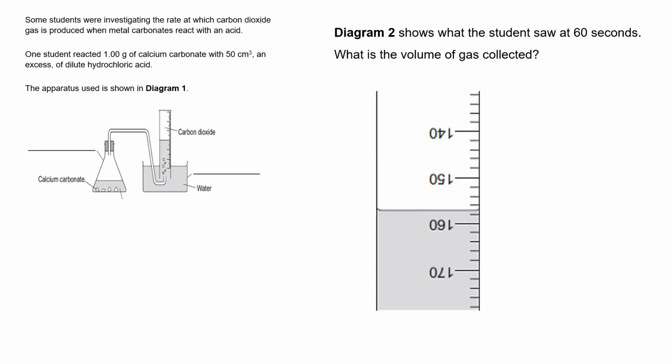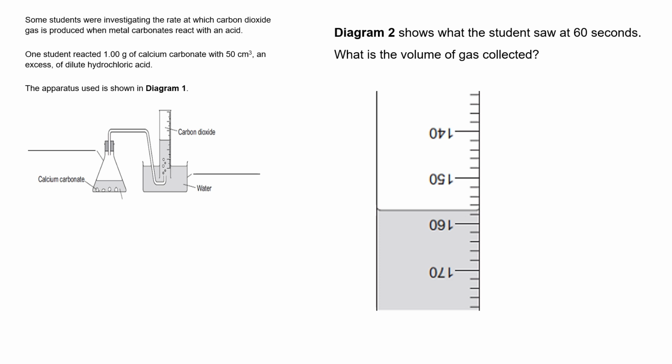This question focuses on the effect of metal carbonates and acids to measure the rate of the reaction, and uses the method of measuring the volume of gas produced using an upside down measuring cylinder. And then the questions go on to ask you to interpret the resolution of the scale on the measuring cylinder.